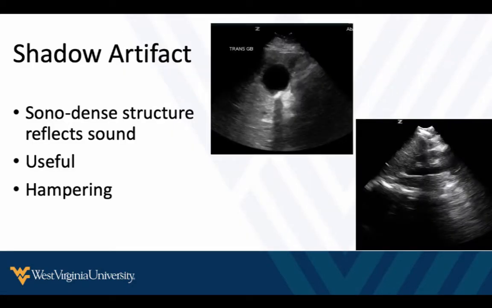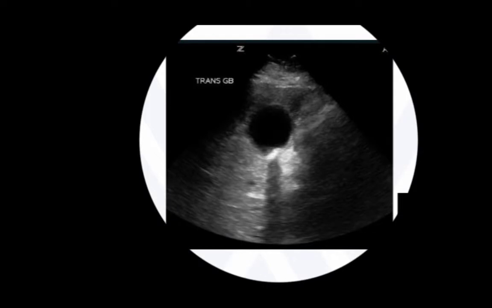And then if we get into artifacts, the most important artifact to know about by far is probably shadow artifact. And this is just something that happens when the sound waves come down, they strike some dense structure, and then they reflect back. And if the sound isn't going through, then it's going to cast a shadow, just like the sun can't get through me. So when the sun hits my back in front of me, I have a shadow. These can actually sometimes be helpful because they help us identify structures like these gallstones and this gallbladder.